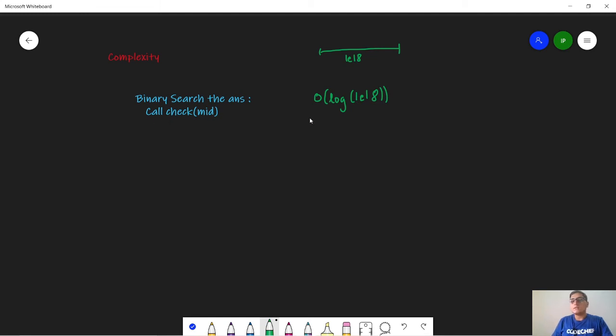Now the check function is order of n because we iterate over the array of trees and check whether the total amount of wood is greater than or equal to W or not. Since we are doing this for every search which is equal to mid, the complexity becomes the multiplication, which is n log of the answer range. This is our time complexity. For the space complexity, we just need to store the initial trees, hence the space complexity is order of n, where n represents the number of trees.